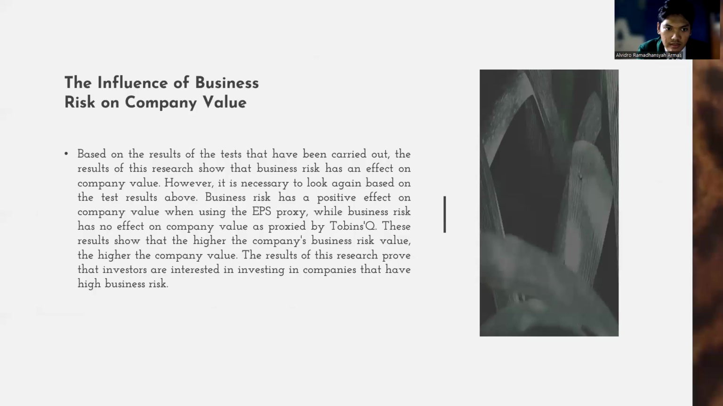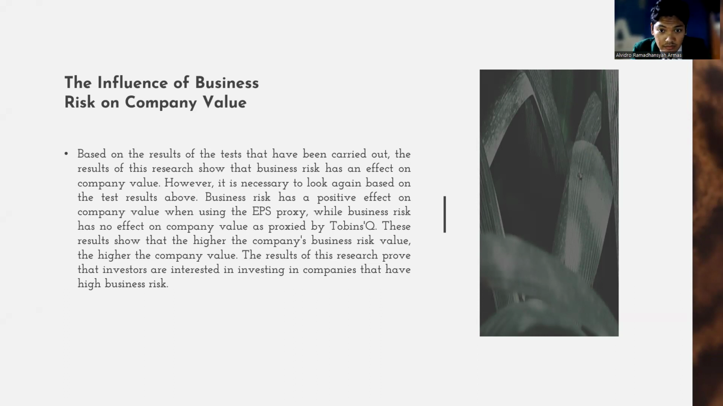The next one is the discussion: the influence of business risk on company value. Based on the results of the tests that have been carried out, the results of this research show that business risk has an effect on company value. However, it is necessary to look again at the test results above. Business risk has a positive effect on company value when using the EPS proxy, while business risk has no effect on company value as proxied by Tobin's Q. These results show that the higher the company's business risk value, the higher the company value.